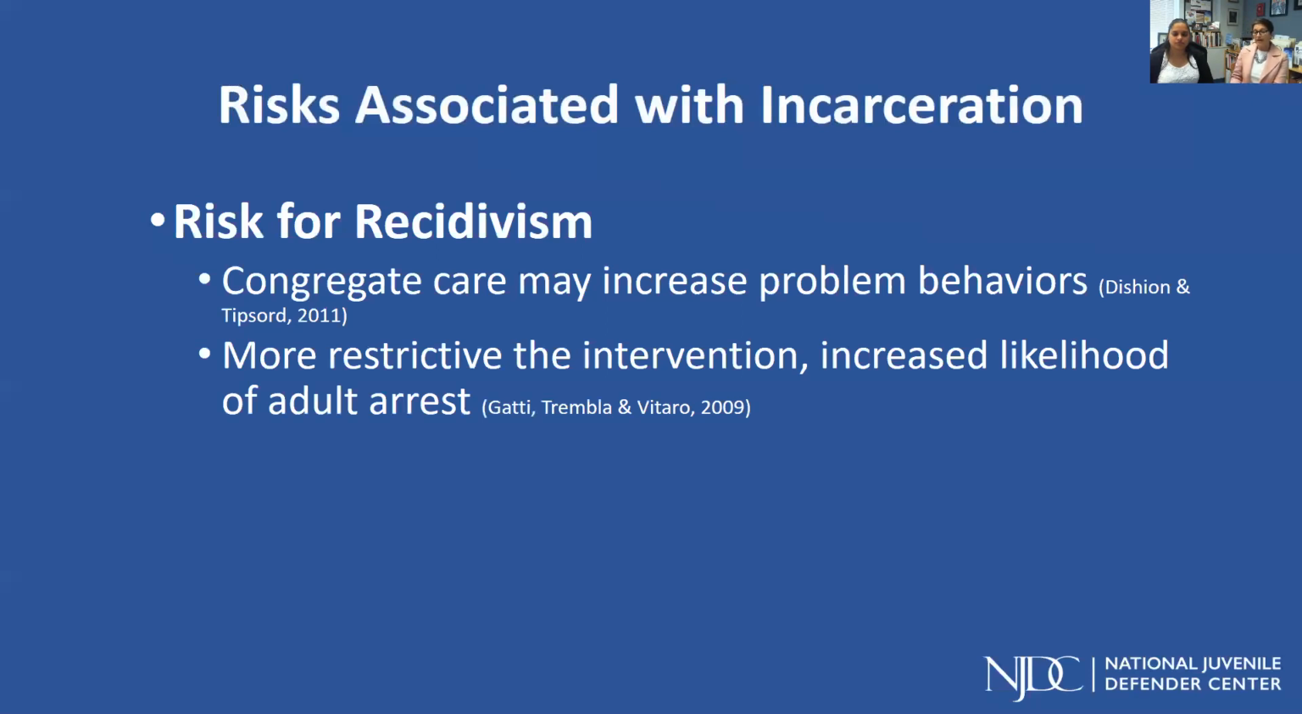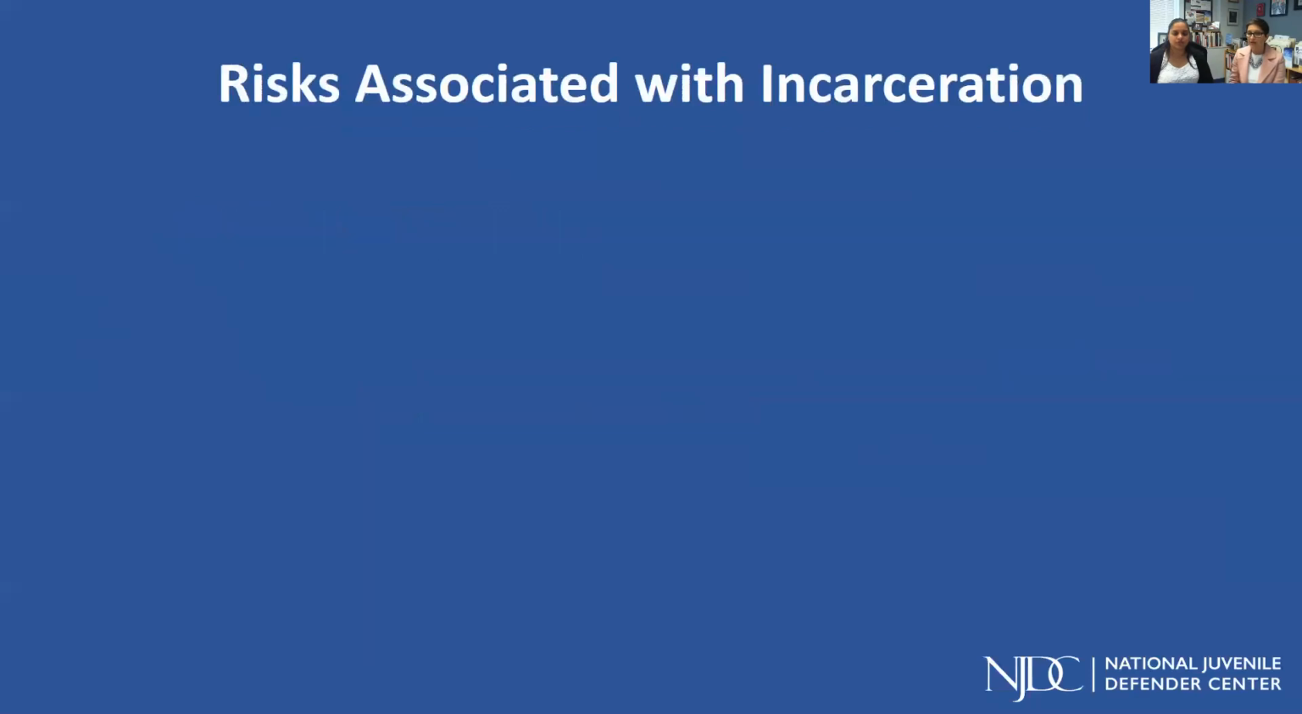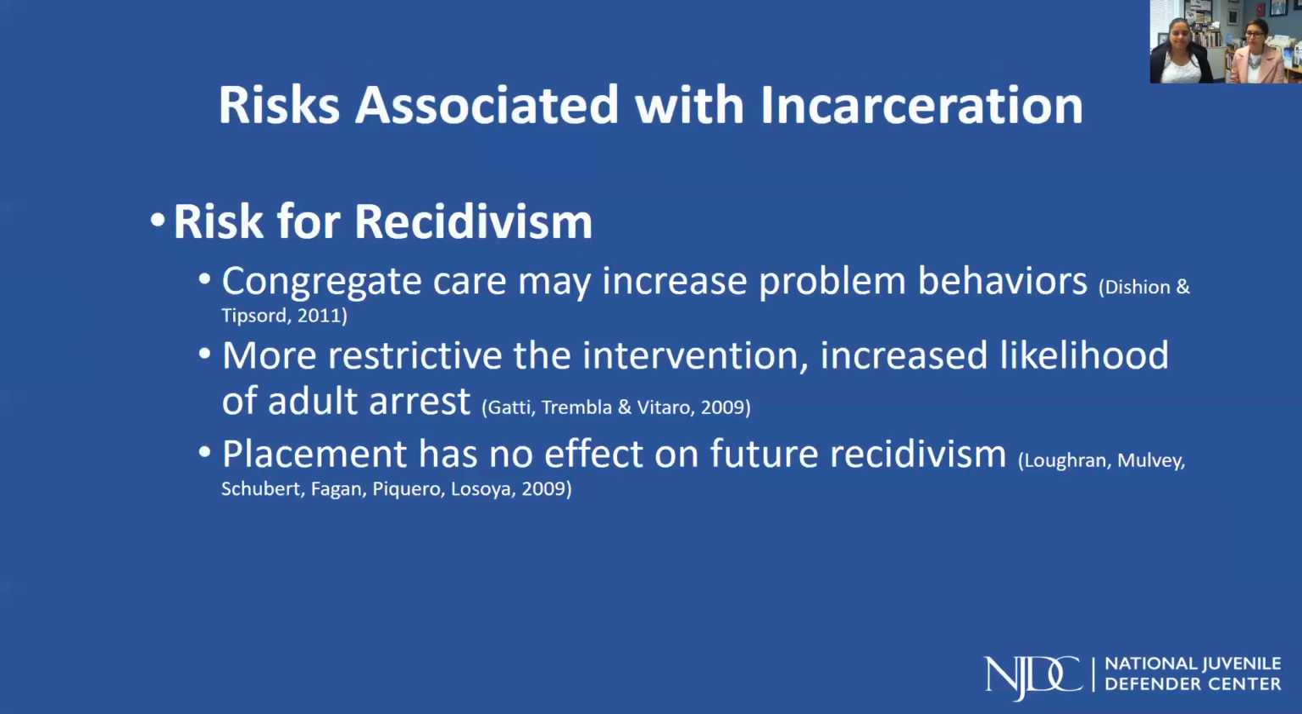Finally, Logren and his team of researchers conducted the Pathways to Desistance study. So this is a significant longitudinal study that was conducted looking at long-term effects of incarcerating young people who were charged with felony offenses. Researchers found that recidivism rates were the same for youth who spent longer periods of time in residential facilities as youth who spent time on probation.